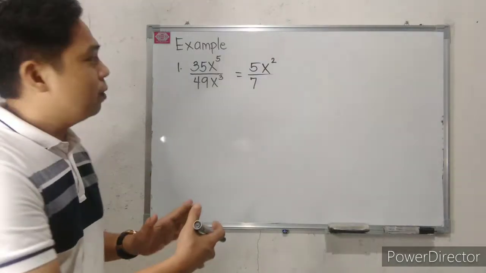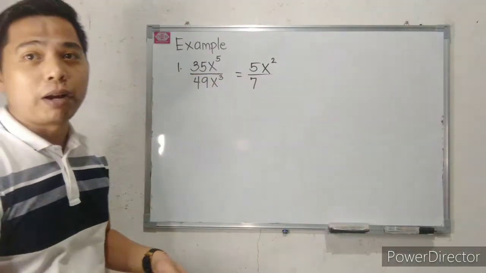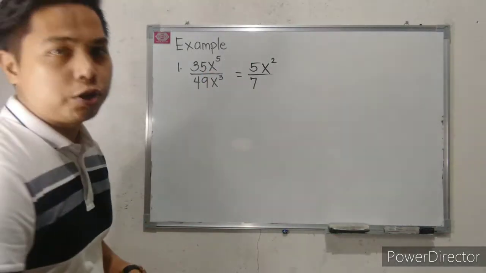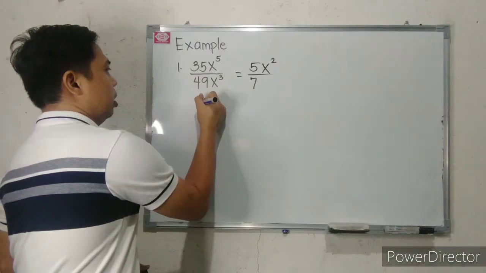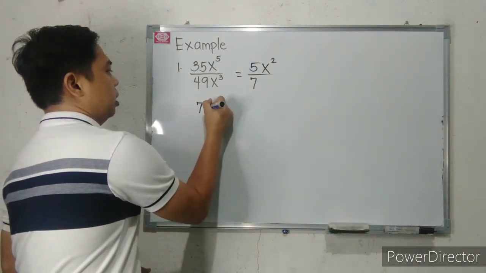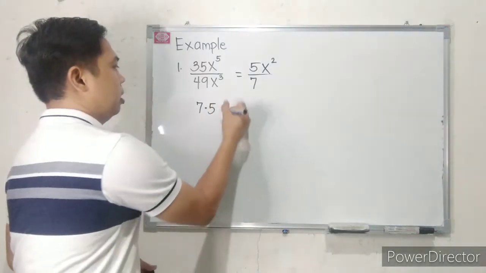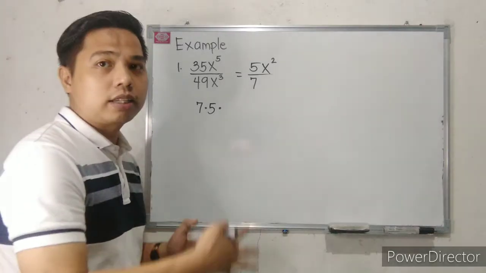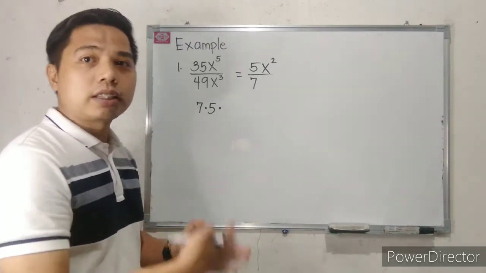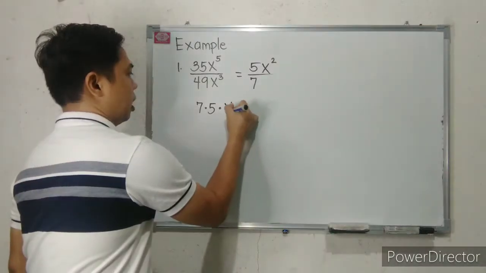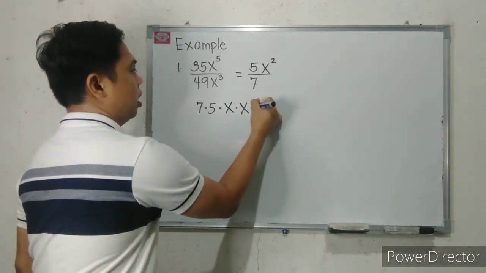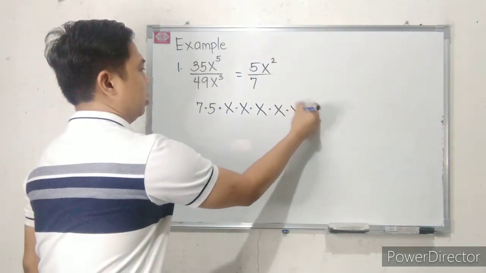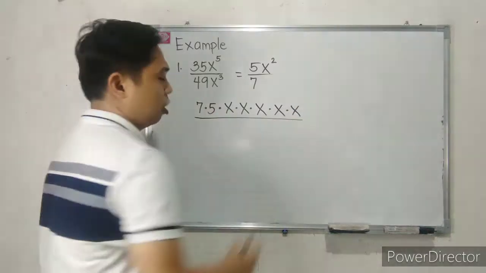So let's break down our numerator and our denominator so we can understand it better. So 35x to the fifth is also equal to 7 times 5 times, how many x do we have, class? So 5. So that is x times x times x times x times x. Next, how about our denominator?